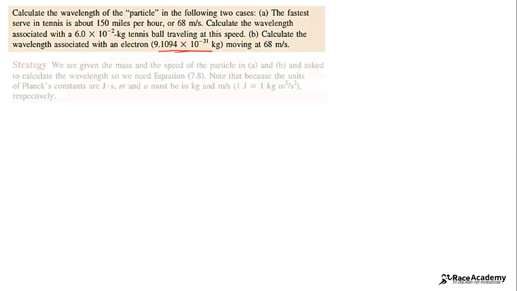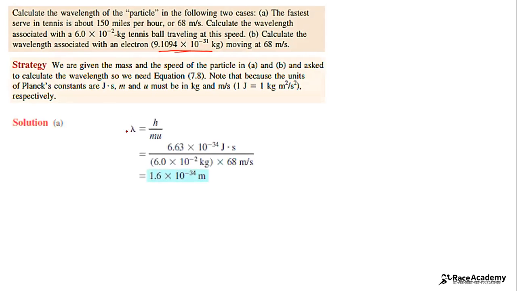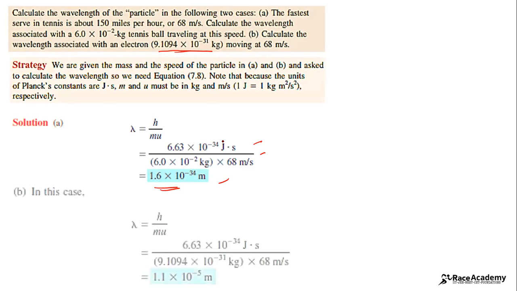So let us see. The strategy is, when we are given the mass and speed of the particle, and A and B ask to calculate the wavelength, we can substitute in the de Broglie wavelength expression, lambda is equal to h by mv. In that formula substituted for the first problem, the value is 1.6 × 10 to the power of minus 34 meters is the answer for the wavelength. For the second problem, the same way, if you substitute the corresponding values, you will get 1.1 × 10 to the power of minus 5 meters. You can check it.